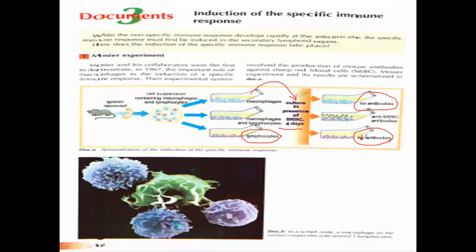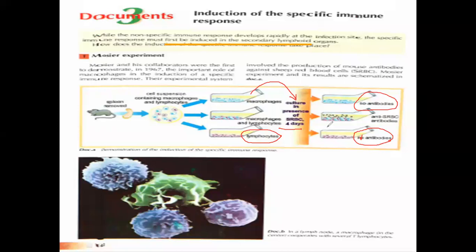However, in the lymphocytes, we have no antibodies. We have to correct it here: a small amount of antibodies. So what is responsible for the secretion of the antibodies? They are not the macrophages, but are the B lymphocytes, to be more specific.